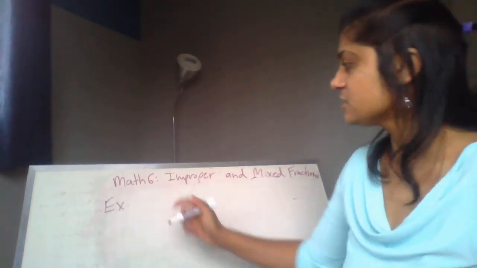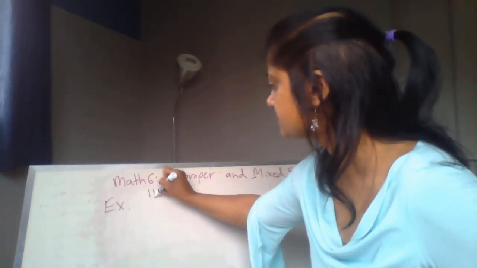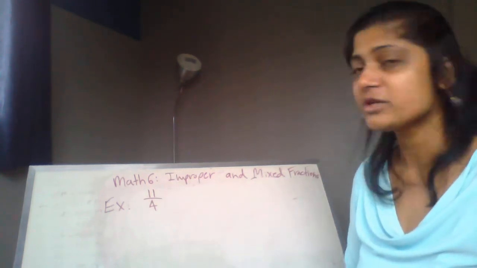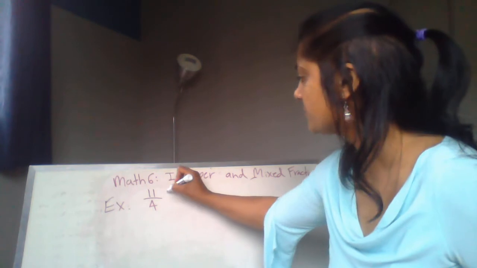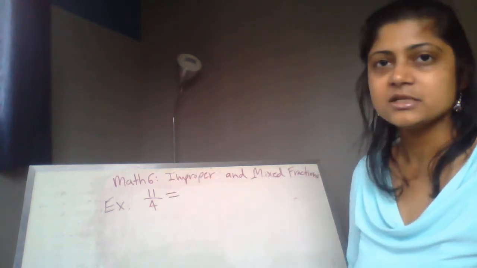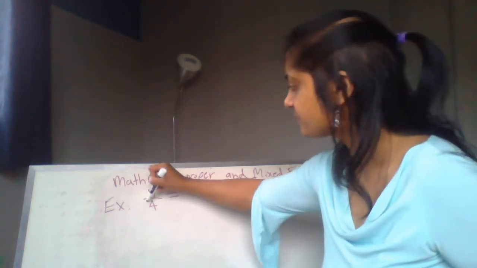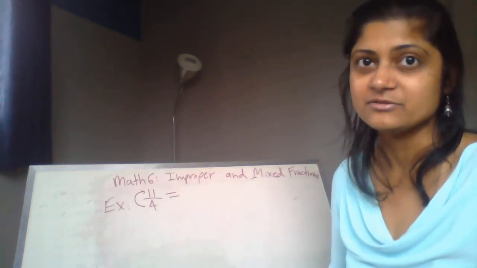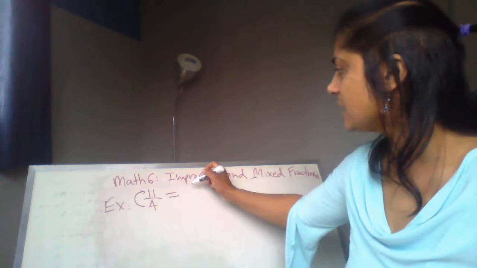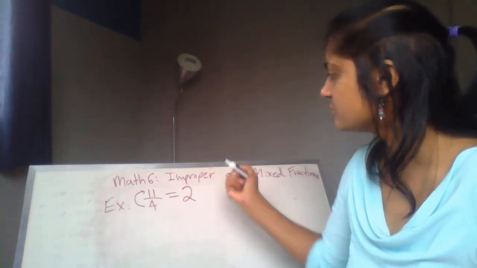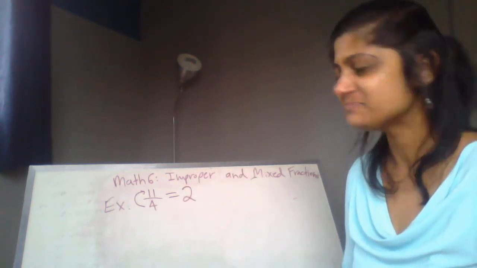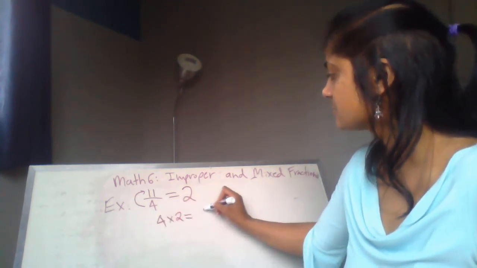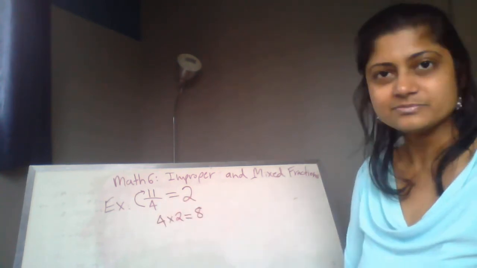Okay, so let's try 11 over 4, okay? And we'll try the check for this question. Okay, so basically you're asking yourself, how many times does 4 go into 11? Okay, without going over 11, okay? So I can see that I can make 2 whole groups of 4, okay? So we're going to do 4 times 2, which is equal to 8, okay?